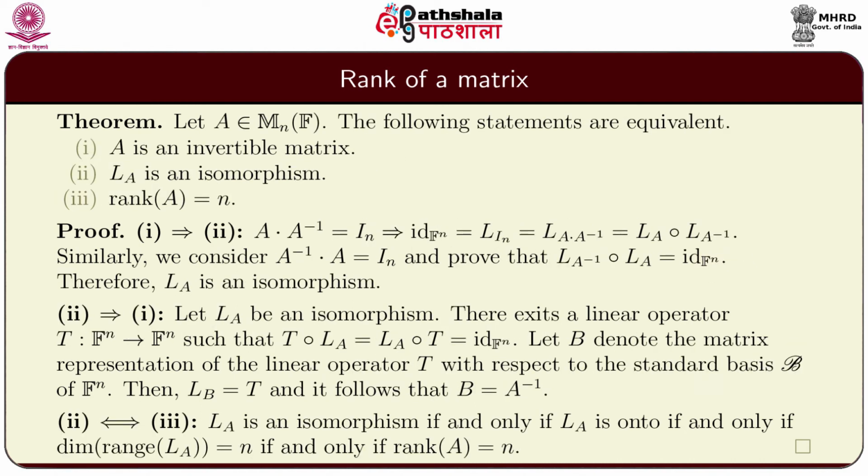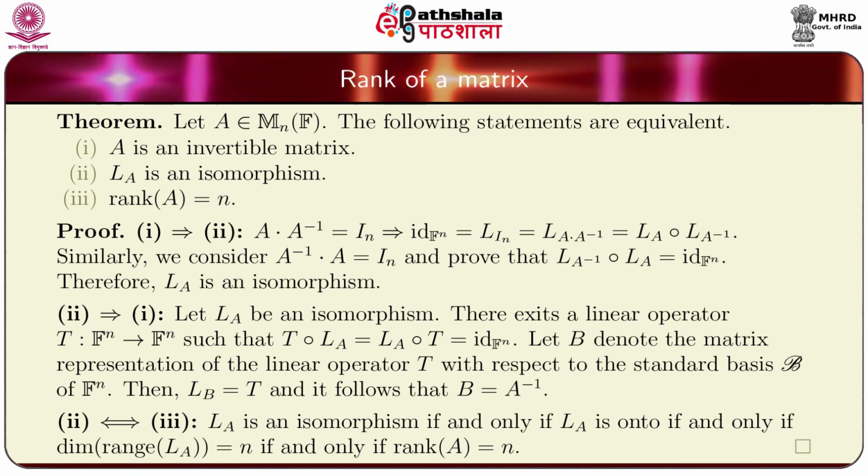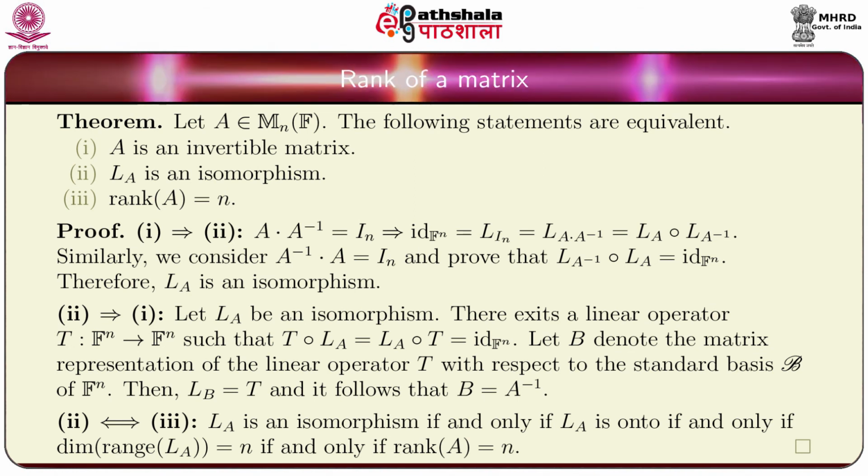We now prove a theorem. Let A be an n cross n matrix over the field F, then the following statements are equivalent. Statement 1, A is an invertible matrix. Statement 2, L_A is an isomorphism, and statement 3, rank of A is equal to n. We prove in the following fashion. We first show that statement 1 implies statement 2, then we show that statement 2 implies statement 1. This would prove that statements 1 and 2 are equivalent, and finally we prove that statement 2 and statement 3 are equivalent.